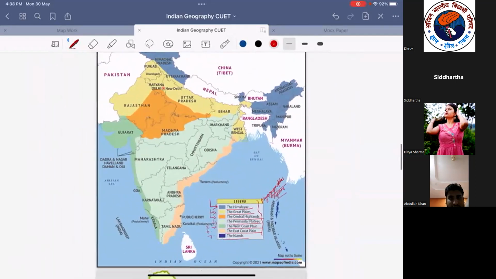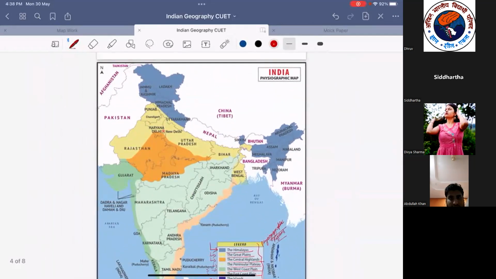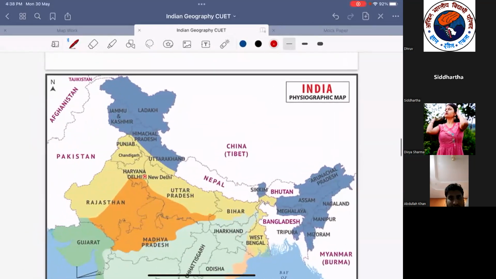So we will talk about Himalayas. You can see the areas that Himalayas consist of. Okay. If they ask you about states, that this region is found in which of the states, then you should know that the Himalayan region comprises the Ladakh area, Jammu and Kashmir area, Himachal area, Uttarakhand area.